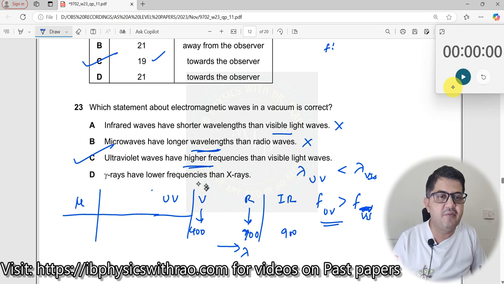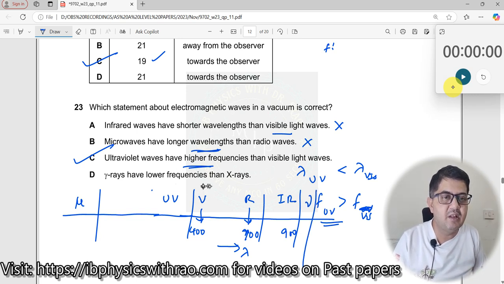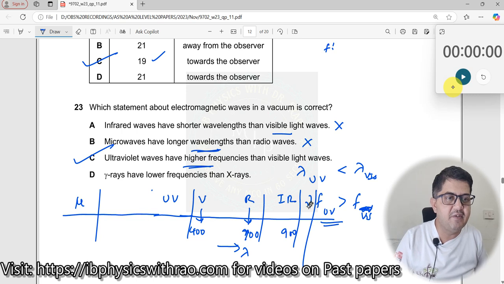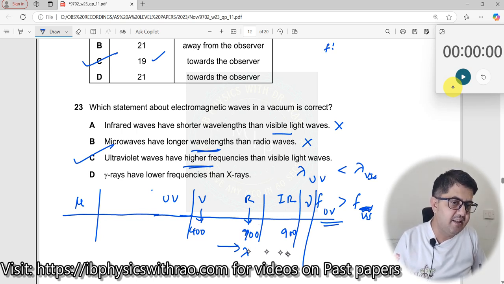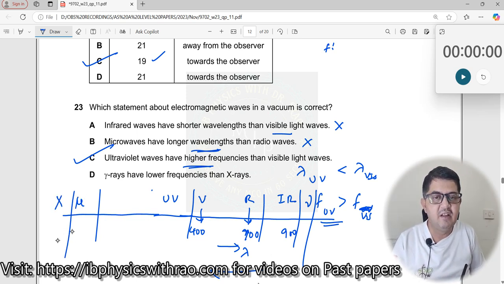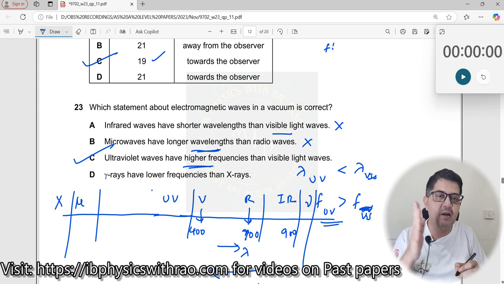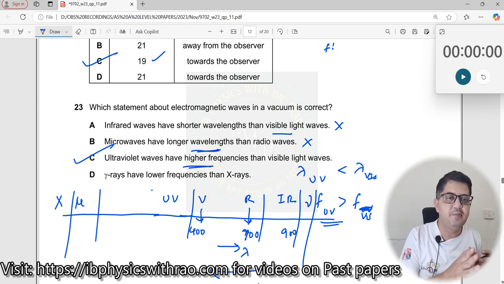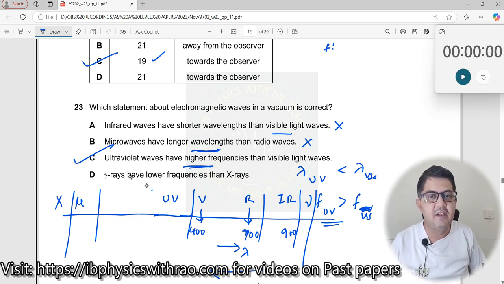Gamma rays have lower frequencies than X-rays. Now if mu is here, microwaves is here, then gamma ray should be here. This should be your gamma ray. What does it say? Have lower frequencies than X-rays. So what happens to frequency? If wavelength is increasing like this, frequency should decrease like this. Okay. So where is the X-ray here? The X-ray is over here. Okay. So it starts with X-ray, then micro, ultraviolet, visible, then infrared, gamma rays. So this is the way, and C is the right answer.